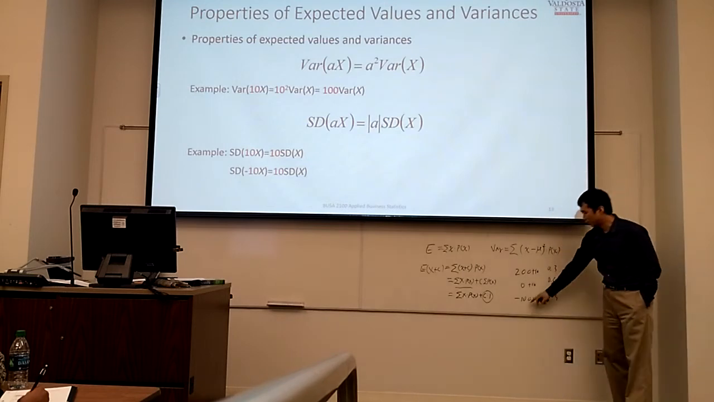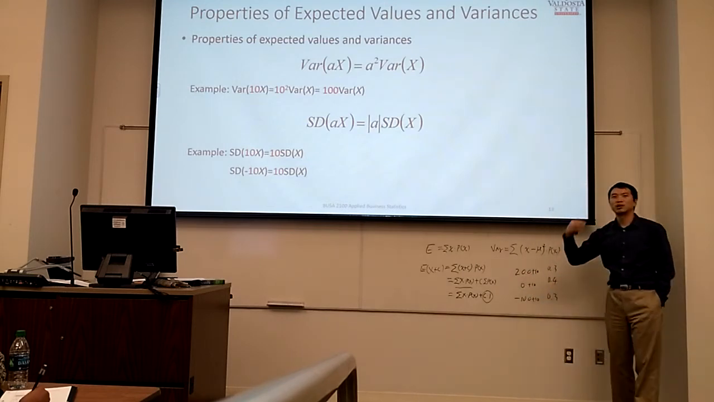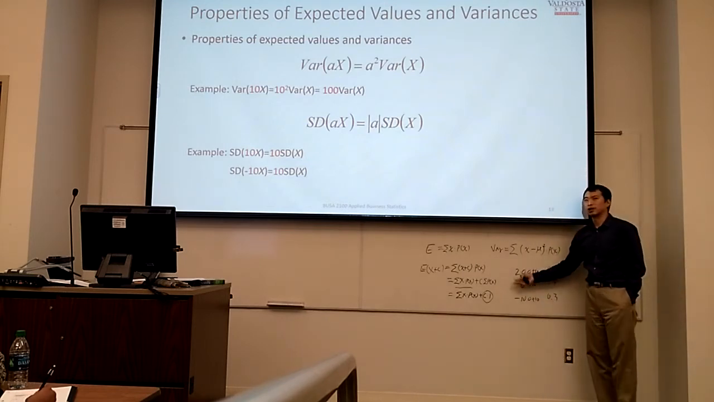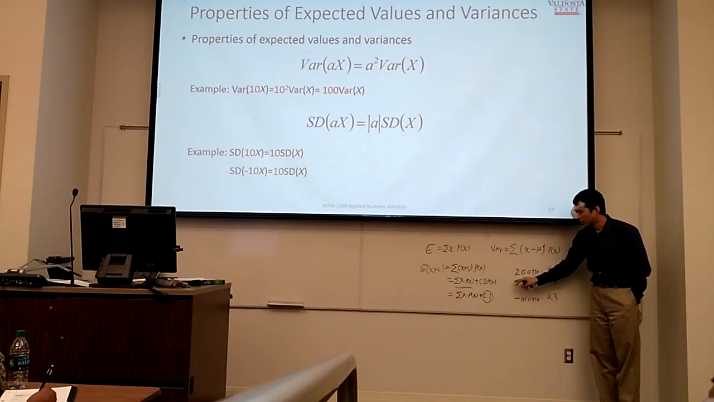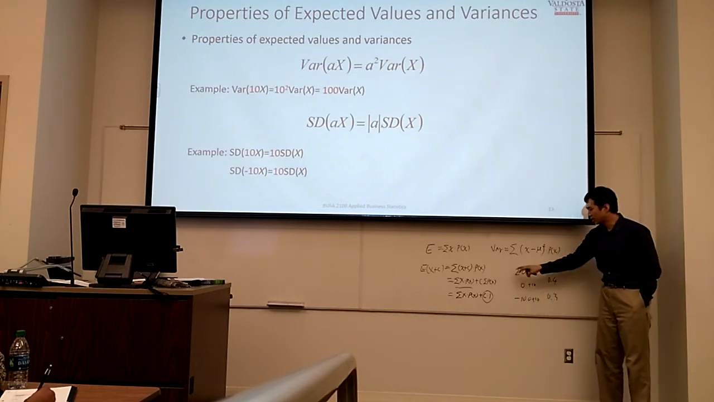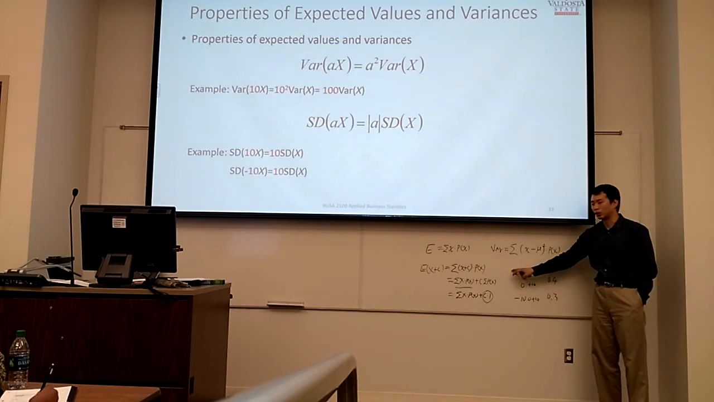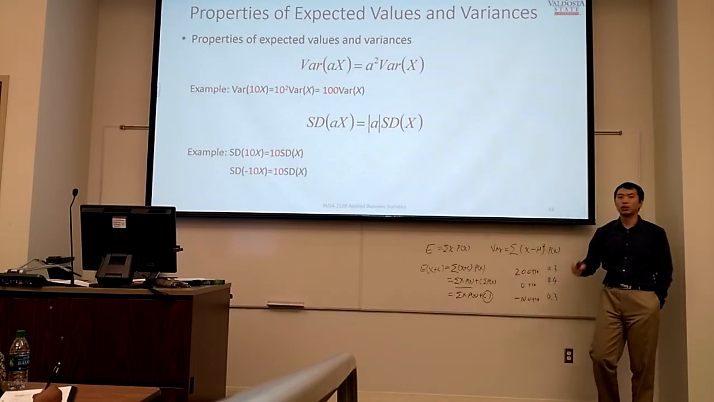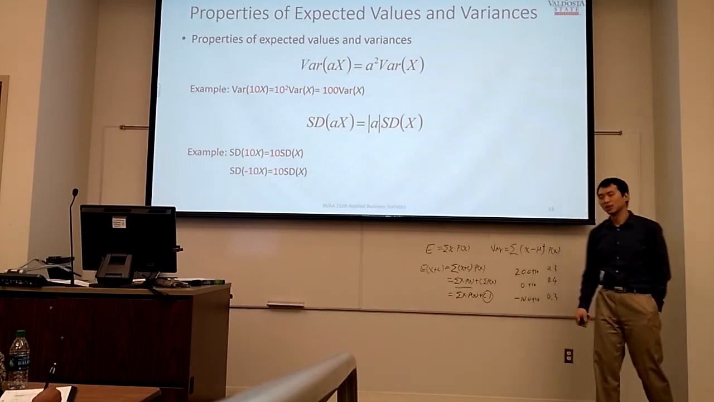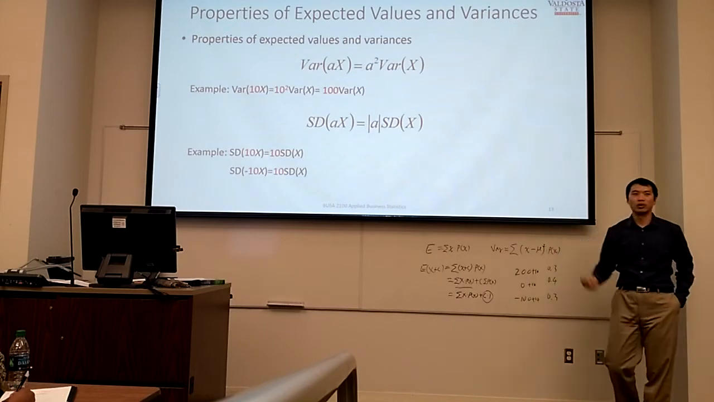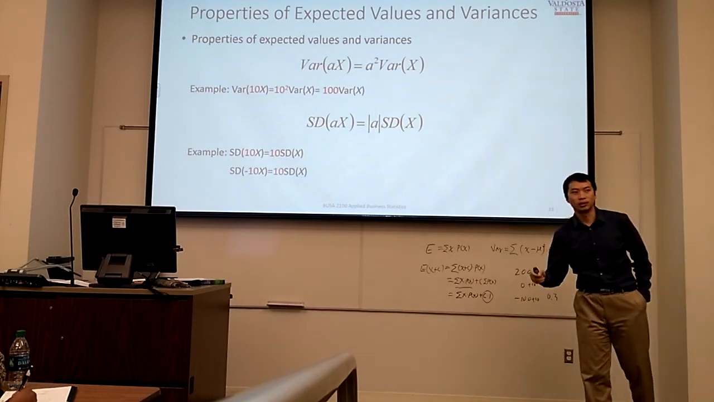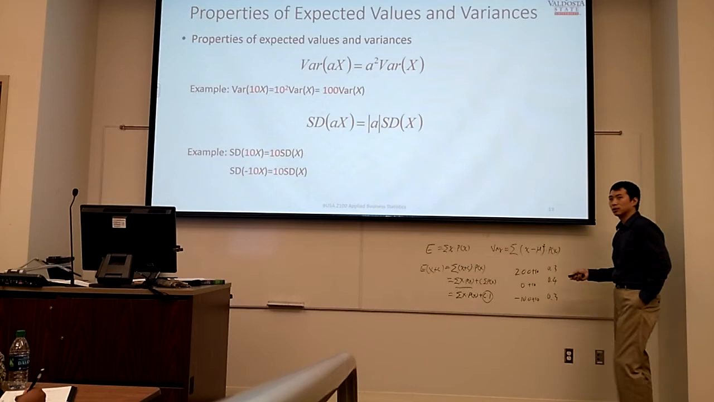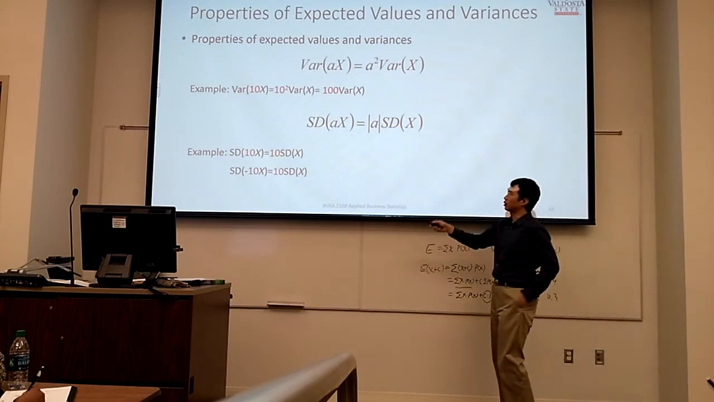So for example here, if you want to double your outcome, make this 200, 400, and make this minus 200, you will have more variance. The variance will be squared. Okay, so that's that property.